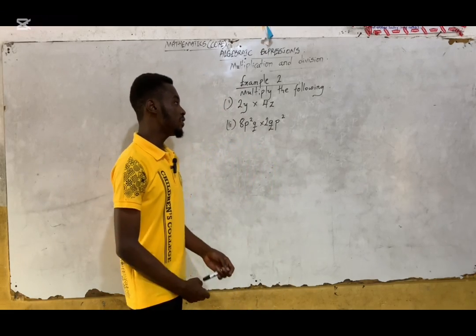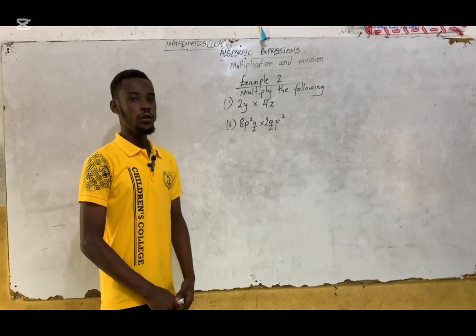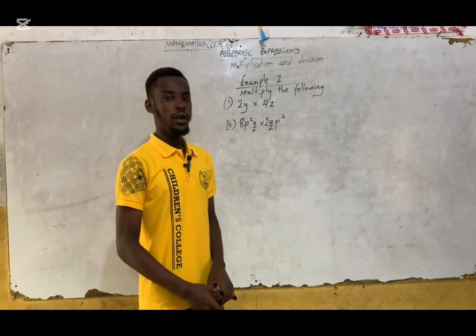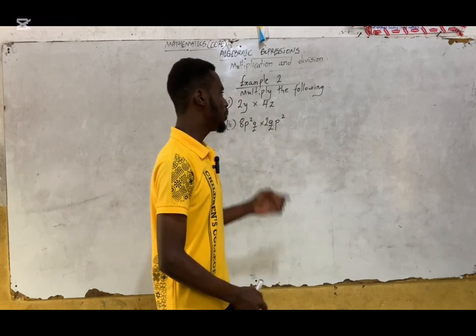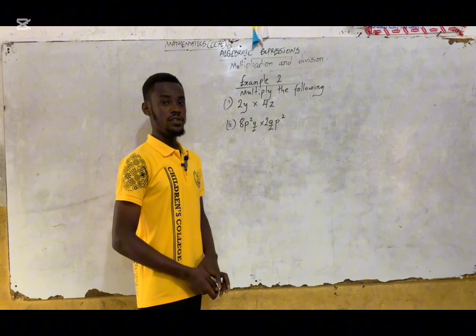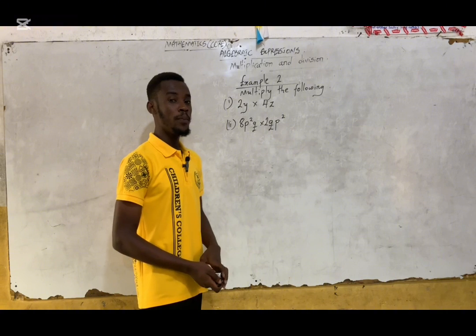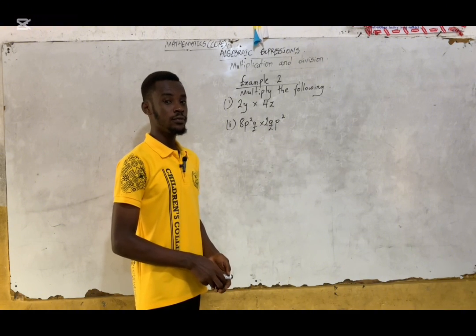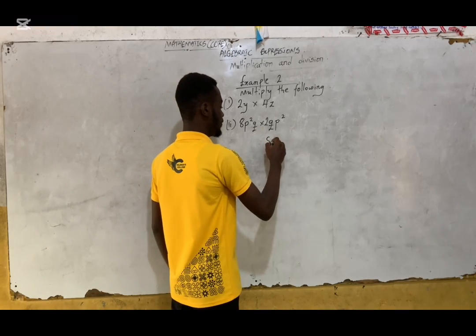Alright, so these are the examples you're expected to solve on your own. Multiply the following. Make sure you pause the video and then you solve. If you cheat, God is watching you. Make sure you pause and then you solve. Alright, I'm going to head towards the solutions so that if I finish, you can then compare your answers. So pause the video. Alright, so let's head to the solutions.